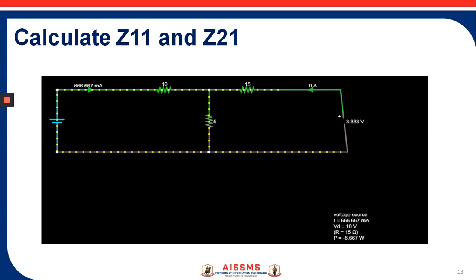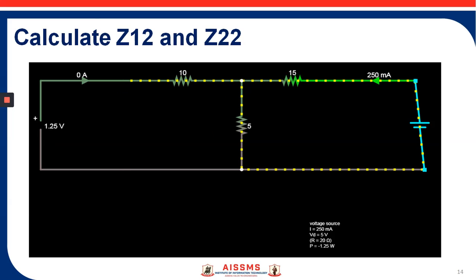Then secondly, for calculation of Z21, the formula is V2 by I1. So V2 value here is 3.33 divided by I1, which is 666.67 milliampere. Then by putting these values in the formula, you are getting the value of Z21, that is 5 ohm. So when you verify these values of Z11 and Z21 which we calculated in the last numerical, you are getting the same.